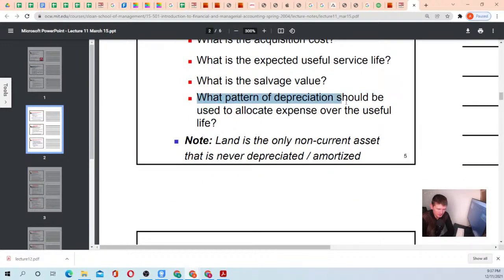And what pattern of depreciation should be used to allocate expenses over the useful life? So if you determine that your useful life is 10 years, you usually allocate the expense from depreciation of that asset over 10 years. Most of the time you will deal with a straight line basis, but in certain situations, it can be production based.